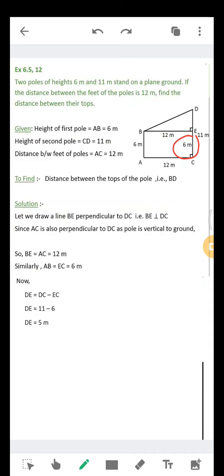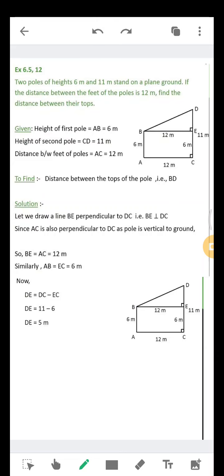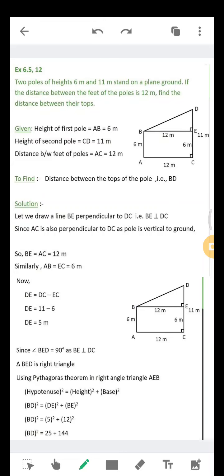So I'll take this triangle alone now, this triangle BED, because I need to find the distance between the tops of the poles. I can apply Pythagoras theorem there. Since BED is a right angle triangle with 90 degrees, we can use Pythagoras theorem. BD square is equal to DE square plus BE square. So we need to find BD here. DE is already given, that is 5 meters.